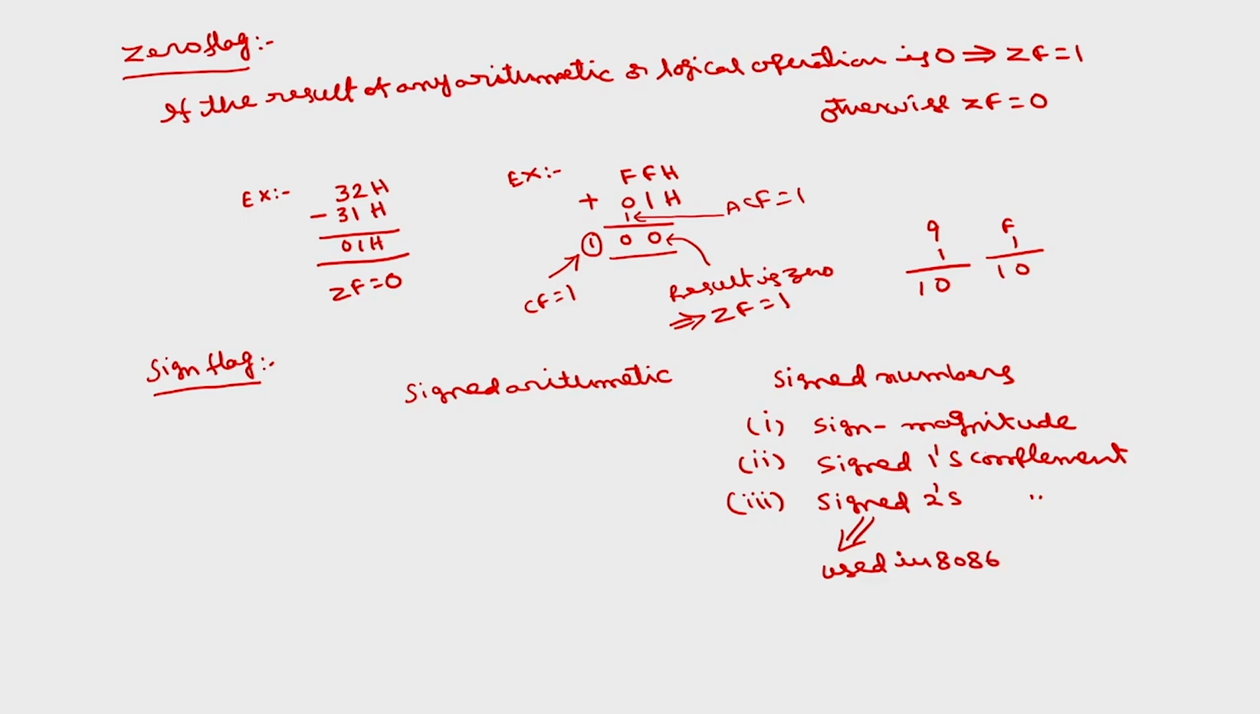So in signed twos complement numbers, suppose you have an n bit number, whether an 8-bit number or 16-bit number, in general an n bit number, the first bit, the MSB bit, will be used for the sign bit, then n minus 1 bits for an n bit number. The MSB bit is the sign bit, and n minus 1 bits will be magnitude bits.